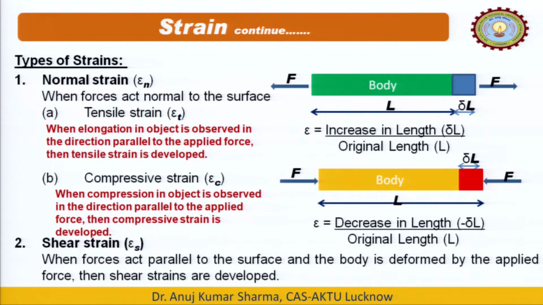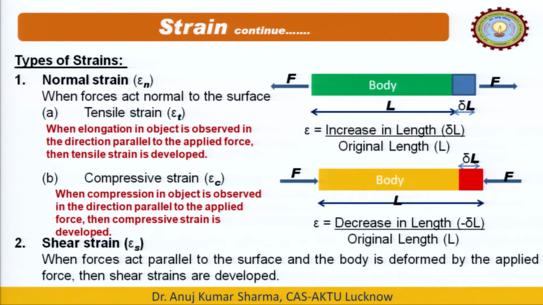The length of the object would be increased and it will create some elongation in the direction of the object. Here epsilon linear, or the tensile strain, is equal to the increase in length, delta L, upon the original length, which was initially L. So the tensile strain is equal to delta L upon L. It is a positive strain because the dimension is being increased.